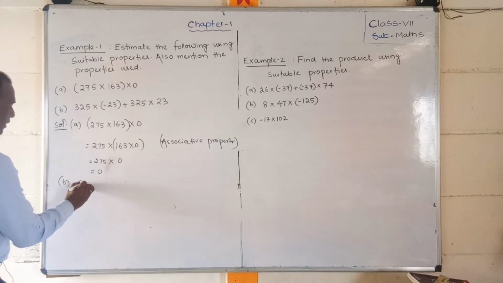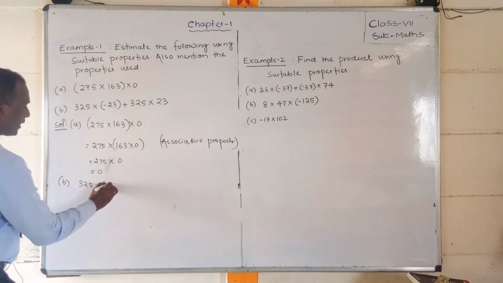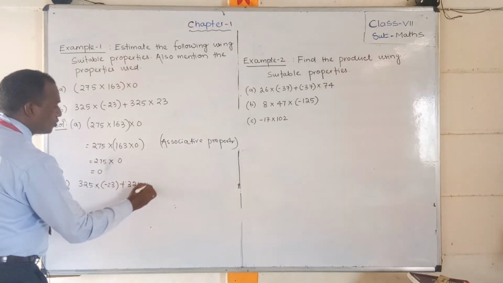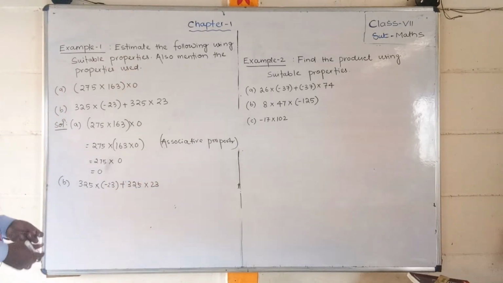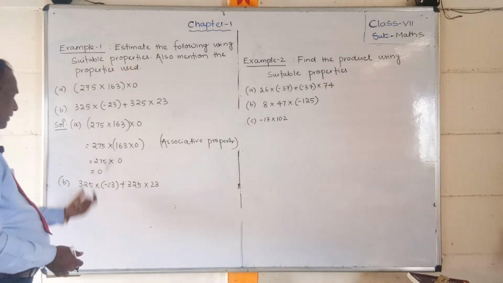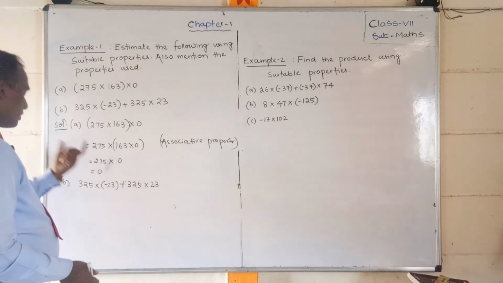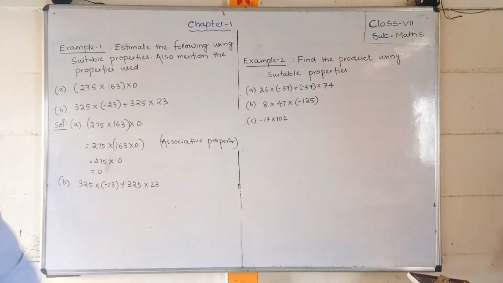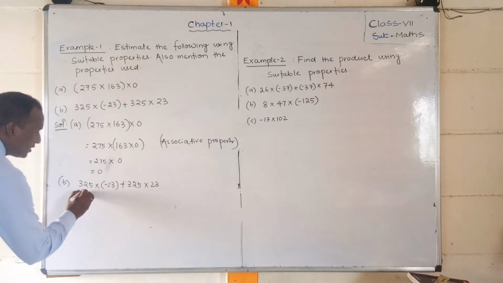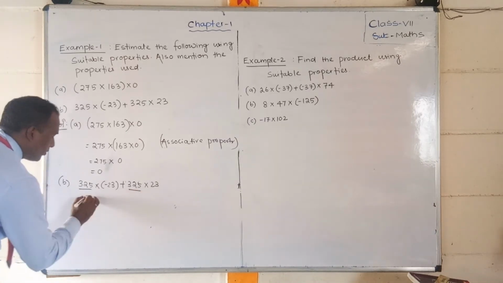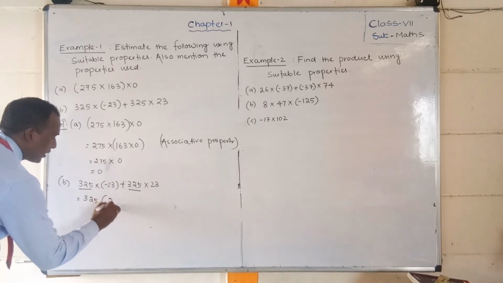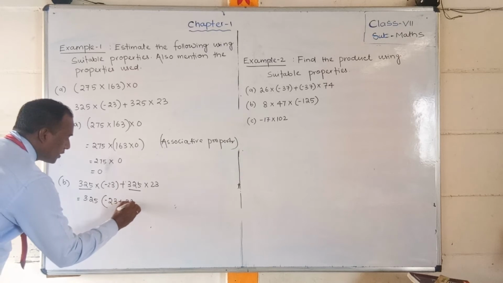That is 325 into minus 23 plus 325 into 23. Look at students, if we observe this one, this is called the distributive property, yes, distributive of multiplication over addition. So this is the distributive law, so we can write 325 as common here, and in the bracket we can write minus 23 plus 23.